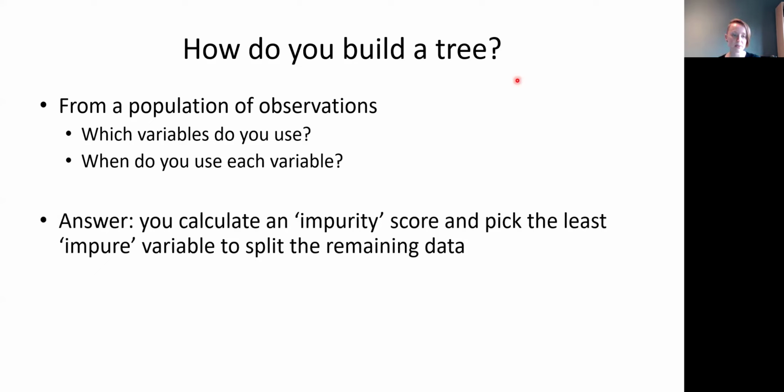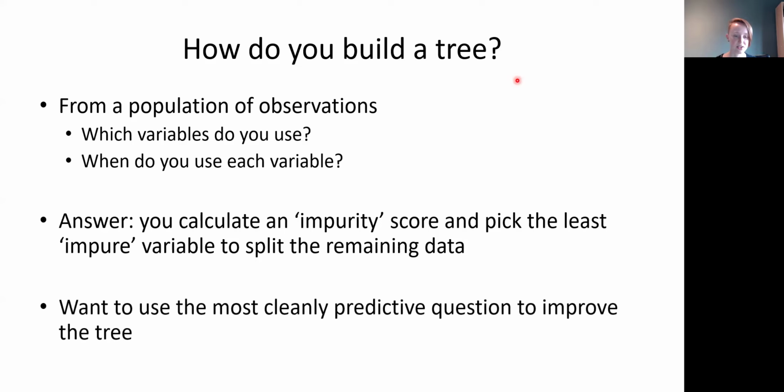So we can calculate something called an impurity score and then pick the least impure variable to split the remaining data. And essentially this means that we can use the most cleanly predictive question to improve the tree. So we want to split our data into high and low as early as possible. So what does this actually look like and how does this work?